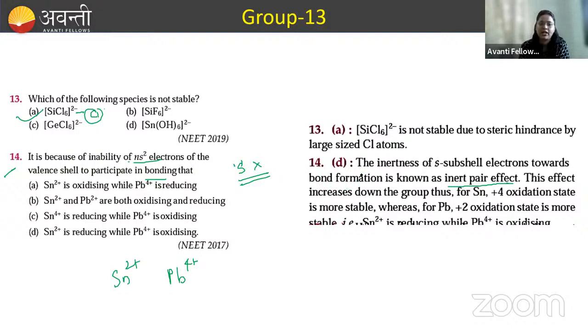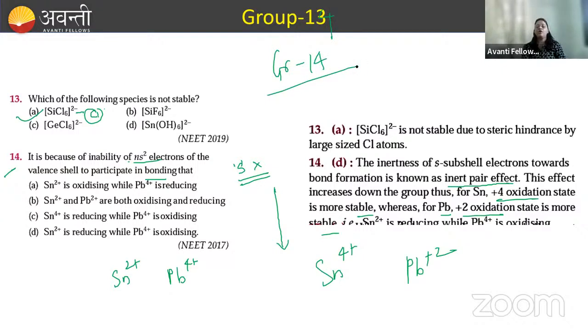So when s electrons do not participate in the bonding, such an effect is known as inert pair effect. s subshell की electrons जब bond formation में participate नहीं करते उसको हम inert pair effect कहते हैं. This effect goes on increasing as we move down the group. So for Sn, +4 oxidation state is more stable, whereas for lead, +2 oxidation state is more stable. This is happening for group 14 elements, sorry, not group 13.